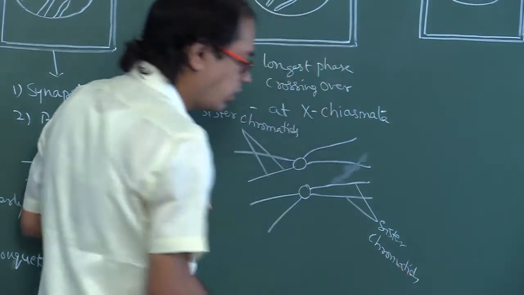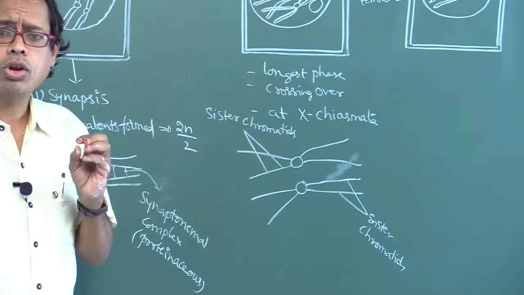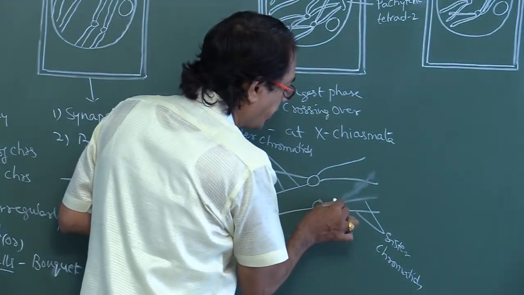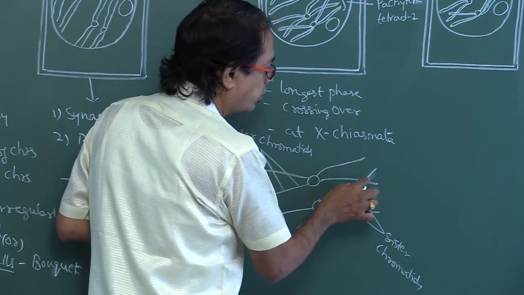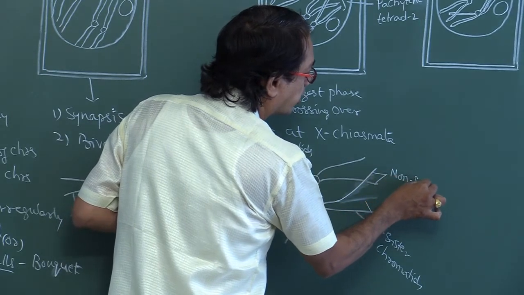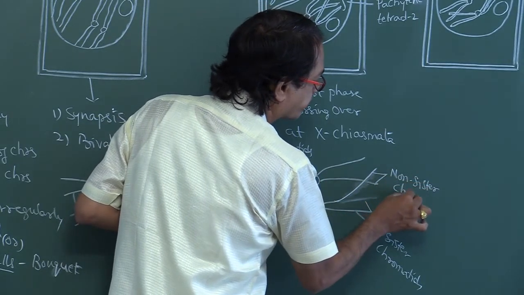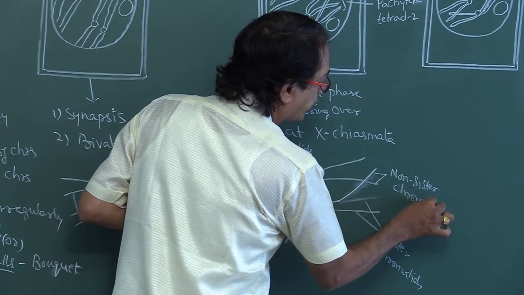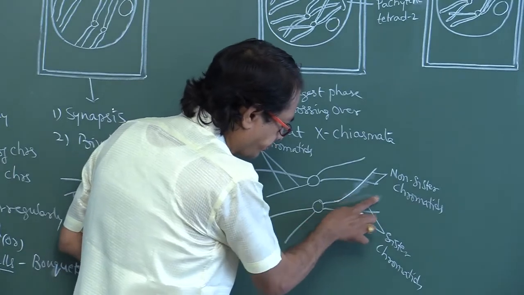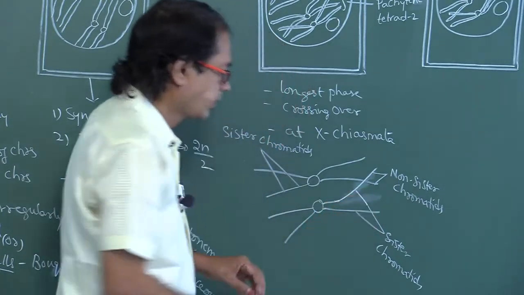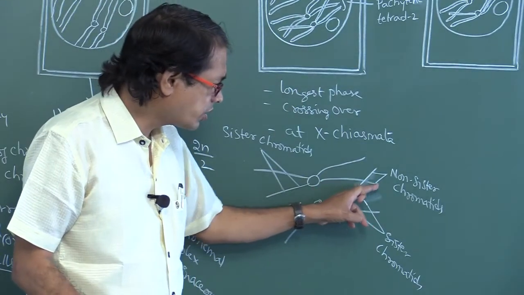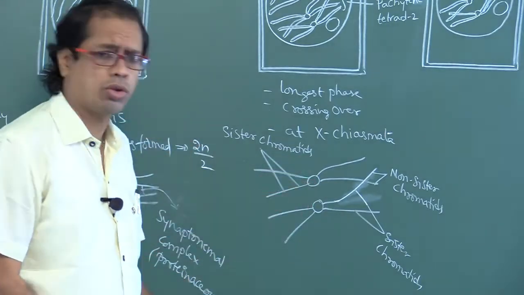Okay, so where does crossing over occur? First of all, this is the chromatid, and like this it occurs. These two are non-sister chromatids. Crossing over always occurs between non-sister chromatids of homologous chromosomes.